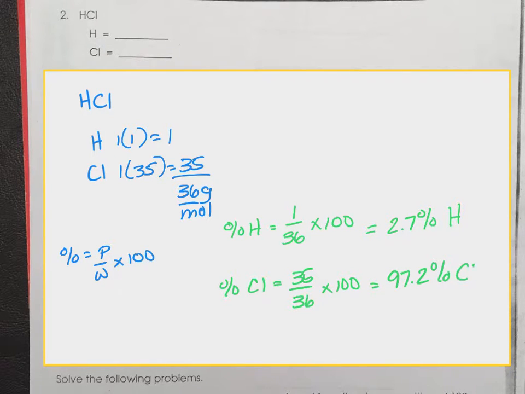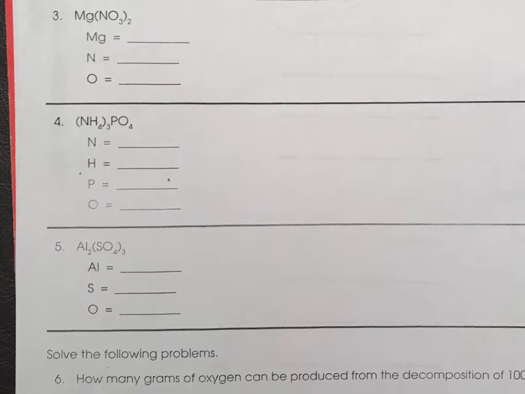That gives us 2.7% hydrogen and 97.2% chlorine. And these two are very close to adding up to 100%. They're 99.9%, which is close enough in my book. Okay, for the next one here, I'm just going to actually write the answers in so that you have them. Check your work. If you need to see it in more detail, come see me at X time.